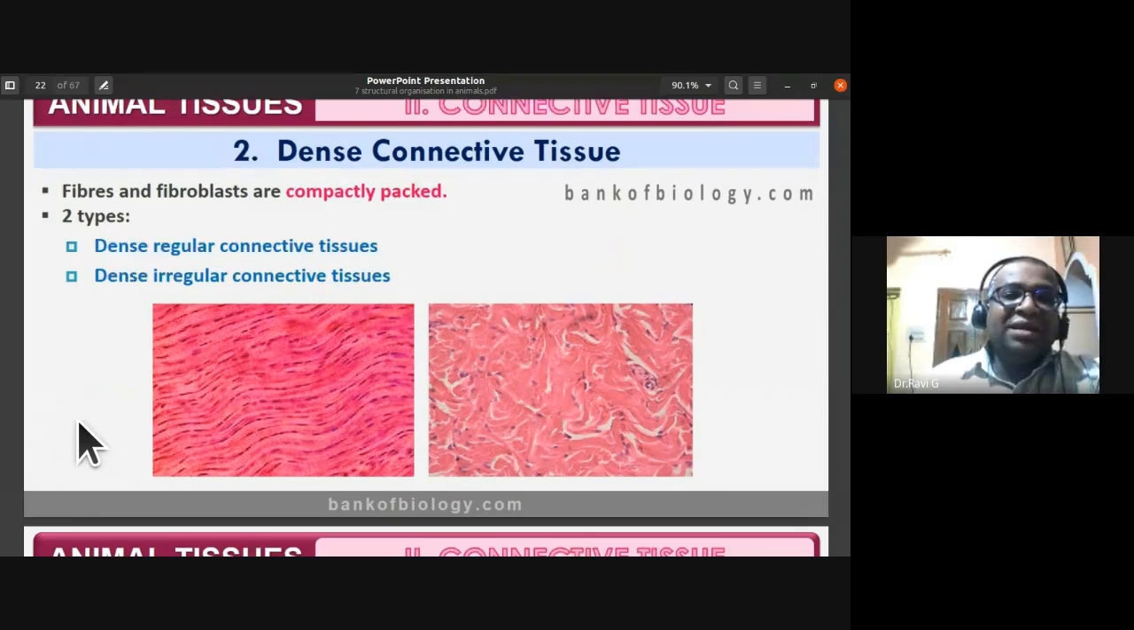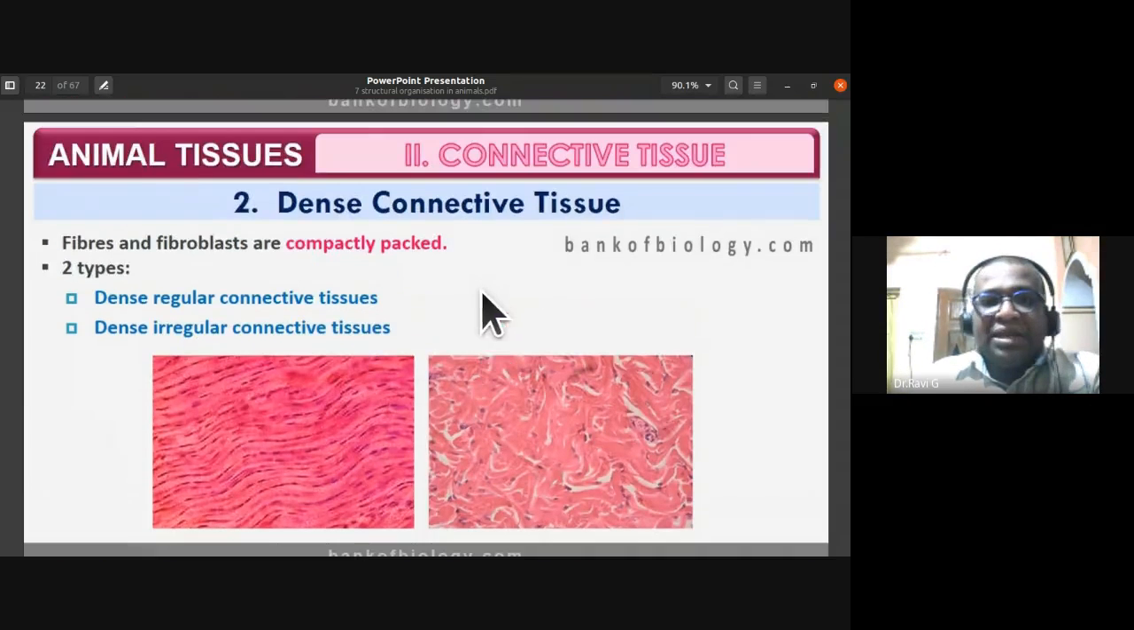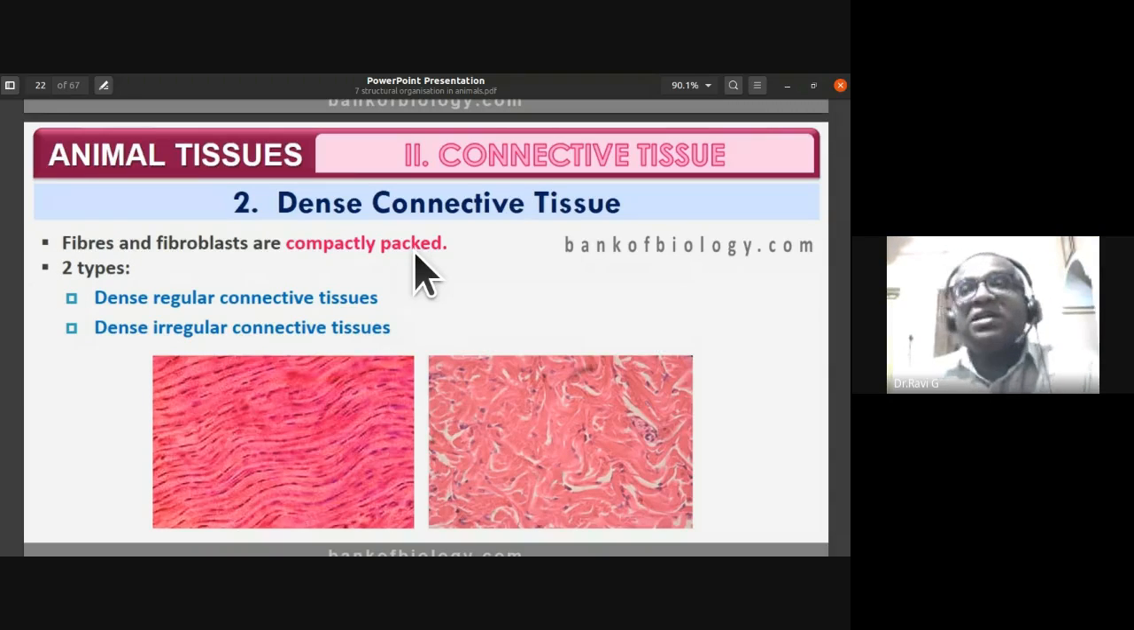Now we'll go for the next part, that is the dense connective tissue. As the name indicates, they are of two types: dense regular and dense irregular connective tissues. The fibers and fibroblasts are compactly packed. They are densely packed, not loosely packed in the modified polysaccharide, that is the matrix. So there is no space in between them. It is not loosely arranged. They are compactly packed.